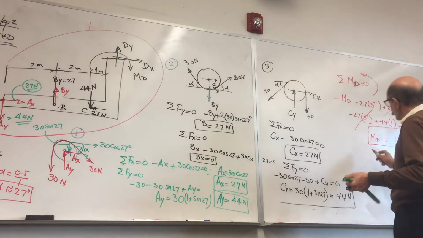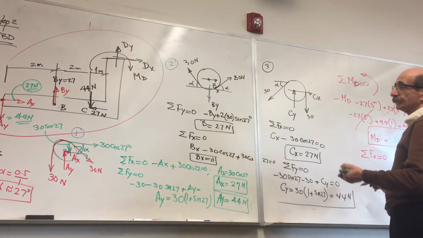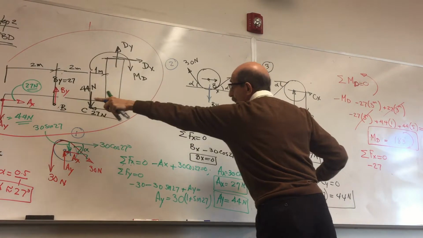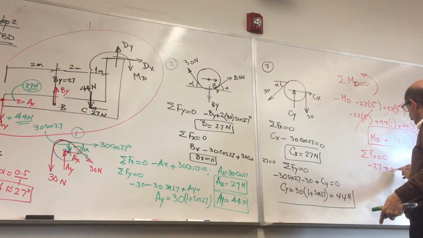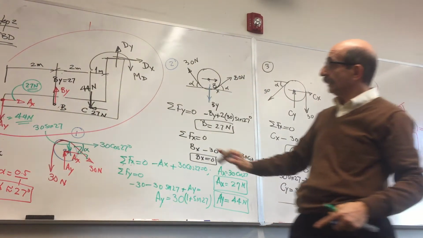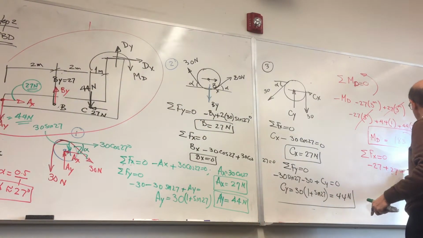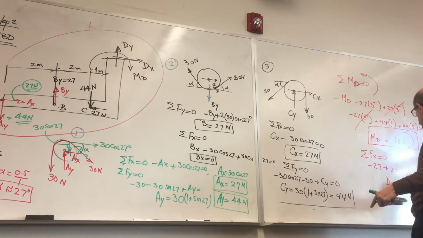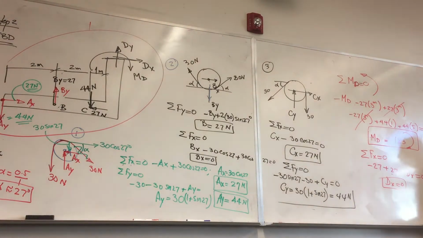Summation of forces now along x is equal to 0. So you just have negative 27, positive Ax, which is plus 27. And those are the only forces you have along x, plus Dx is equal to 0. So Dx just happened to become 0 because of the way the numbers play.